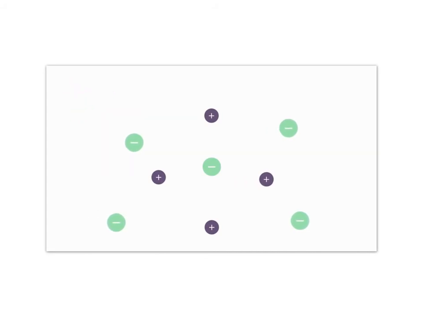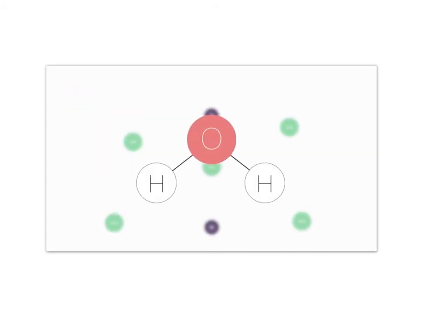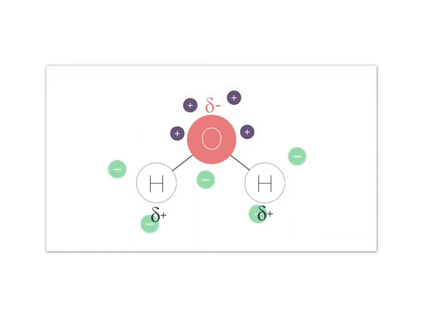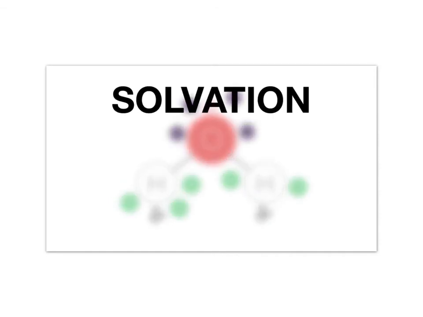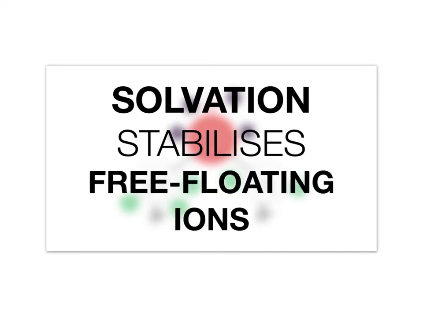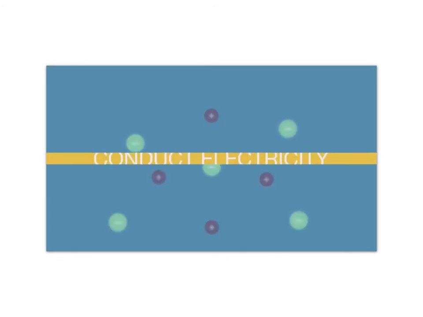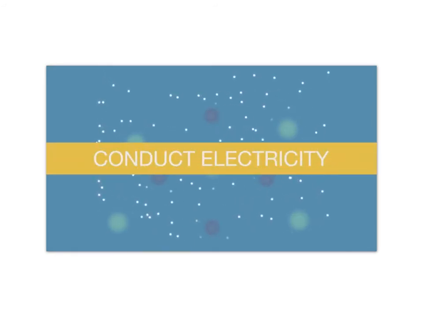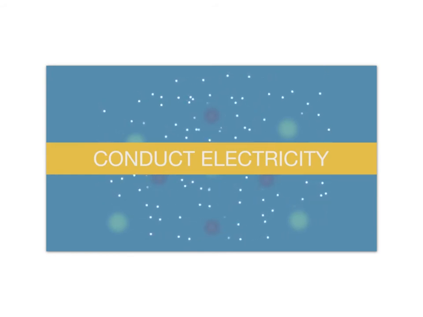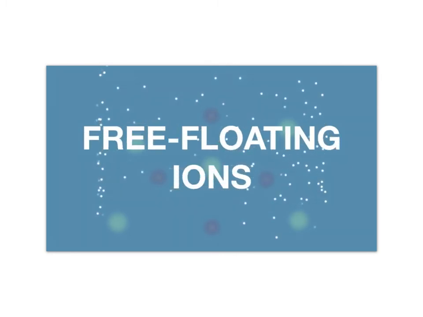These ions become stabilized in water due to the polar nature of water. As you can see, the sodium ions are stabilized by the negative dipole of water, and the chloride ions are stabilized by the positive dipoles of water. This solvation stabilizes the free-floating ions. An ionic compound dissolved in water can conduct electricity. This is another key property of ionic compounds. This is made possible due to the presence of free-floating ions.